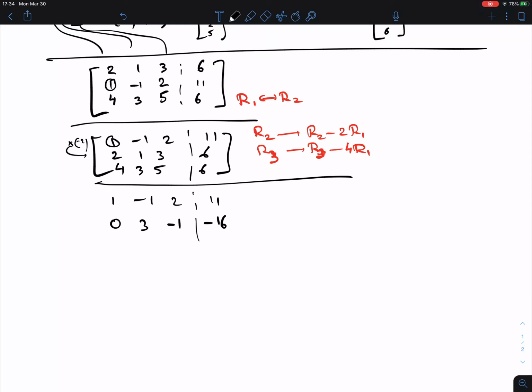And now do the same here, but now with minus 4, so 0. 4 plus 3 is 7. Minus 8 plus 5 is minus 3. And then minus 44 plus 6 is minus 38. Sorry. Yeah. Okay. Right. So our first pivot.